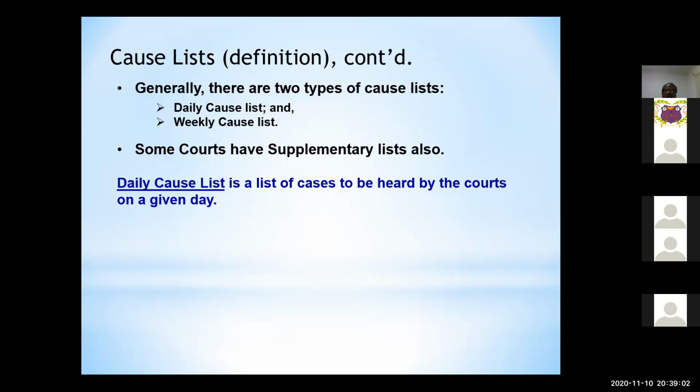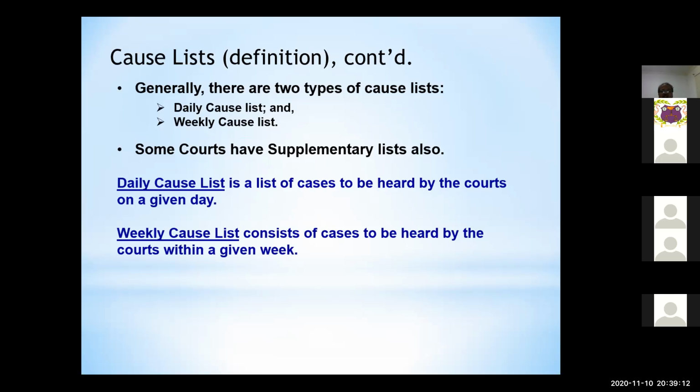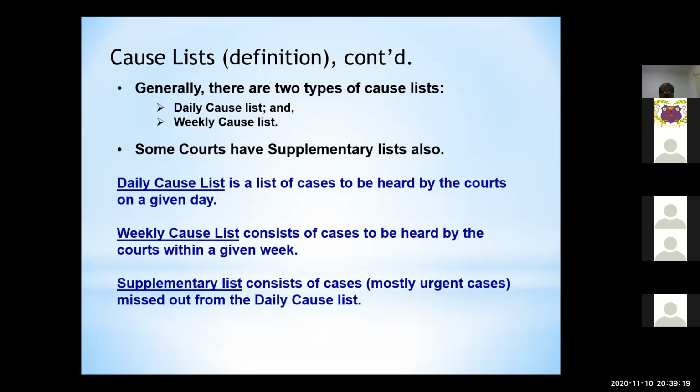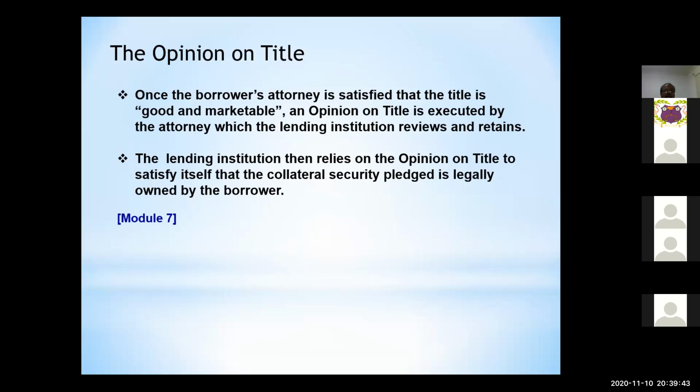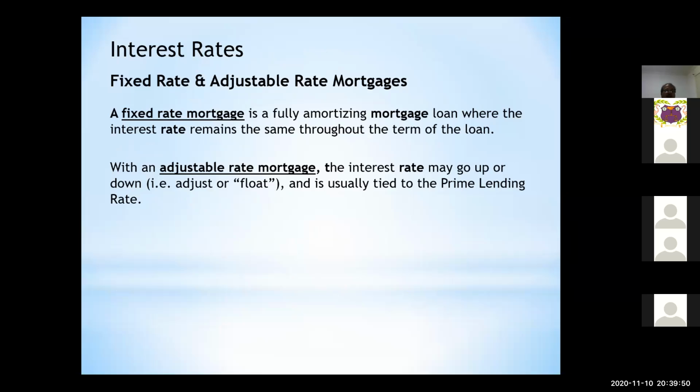Okay. The daily cause list is a list of cases to be heard by the courts on a given day, hence daily cause list. The weekly cause list consists of cases to be heard by the courts within a given week. And then a supplementary list consists of cases, mostly urgent cases, that may have been missed from the daily cause list, because the daily cause list may have already been issued, and because of the emergency a supplementary list had to be generated.